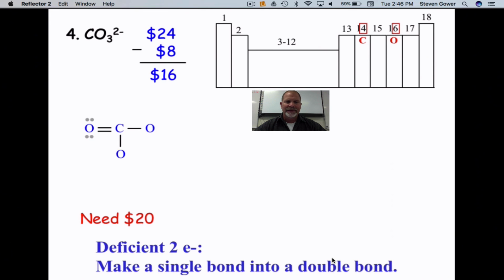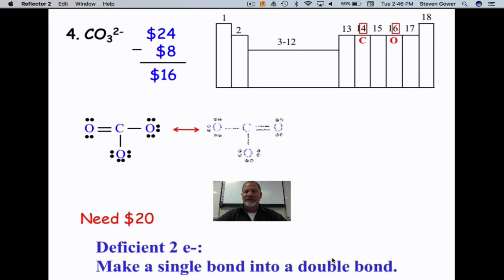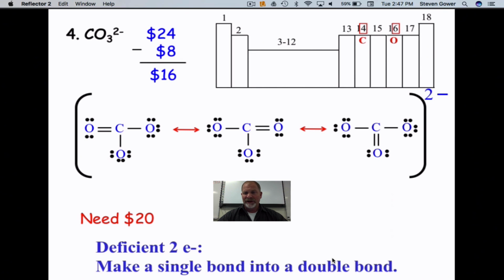Guess what? Buy it. The carbon in the middle is happy, has 2 singles and a double, it has its 4 bonds. But then now what I have to do is move my double bond around. Could be here, and it could also be down here. So again, 3 structures, I put brackets around it and the charge on the outside. Those are 3 resonance structures, 1, 2, 3 possible structures, all just as stable as the other. That's why I say resonance structures.